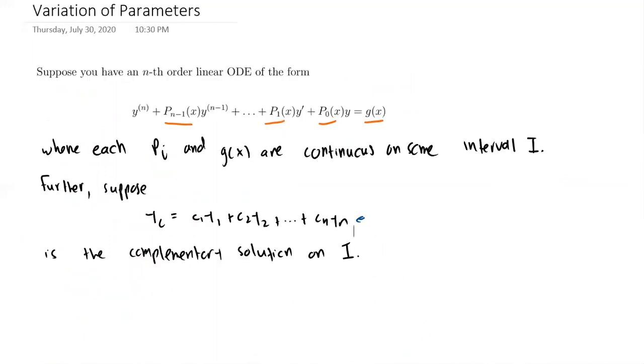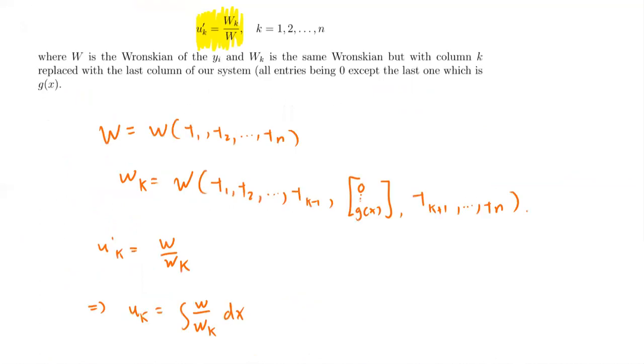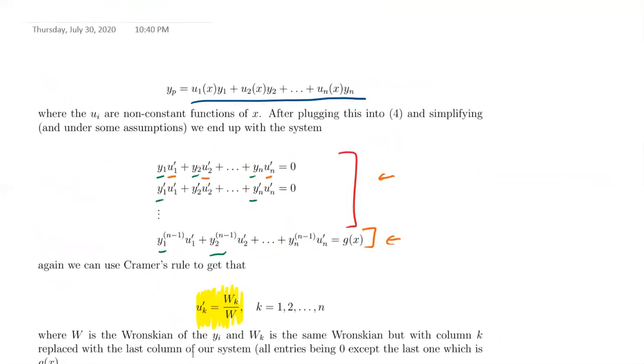Then we talked about the method of variation of parameters, and basically it was the same idea. You assume that your y sub p has this form: u1 times y1 plus u2 times y2, all the way up to un times y sub n, where the y sub i's come from the complementary solution. Those are your n linearly independent solutions, and the u sub i's are not constants, but functions of x that are to be determined.